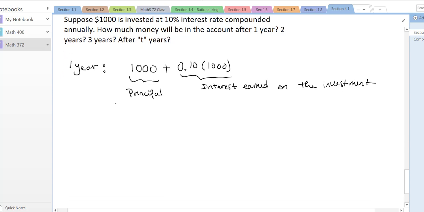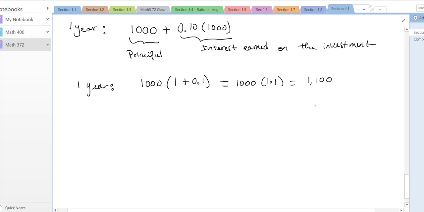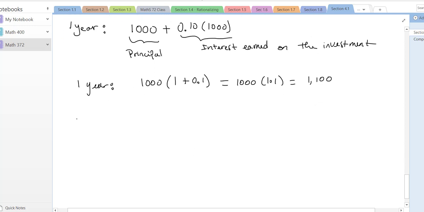So at the end of 1 year, we are going to have 1,000 plus that amount. And actually, I am not going to compute what that is. Notice that we have 1,000 and 1,000 there, so we're going to factor it out. We're left with 1 plus 0.1, which is 1,000 times 1.1, which gives you how much? This would be 1,100, right? 1,100.